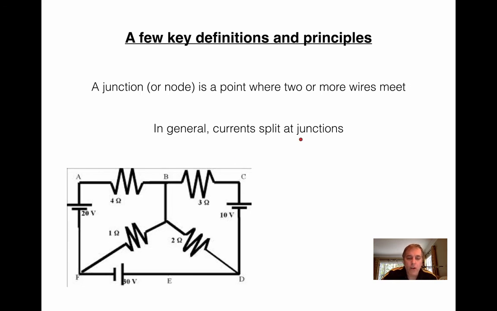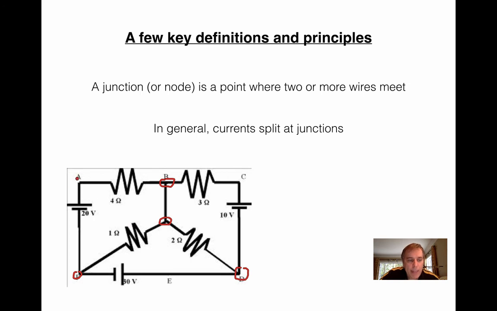Now, just a quick question. How many nodes are there in this circuit? You can pause the presentation and tell how many nodes and identify them. Okay, so there are 4 of them. There's a node here at point B. There's a node here, which is not labeled. There's a node at point F here, and a node at point D. So there are 4 nodes.